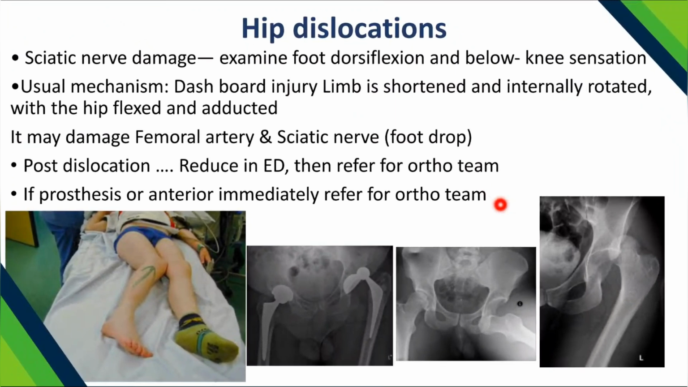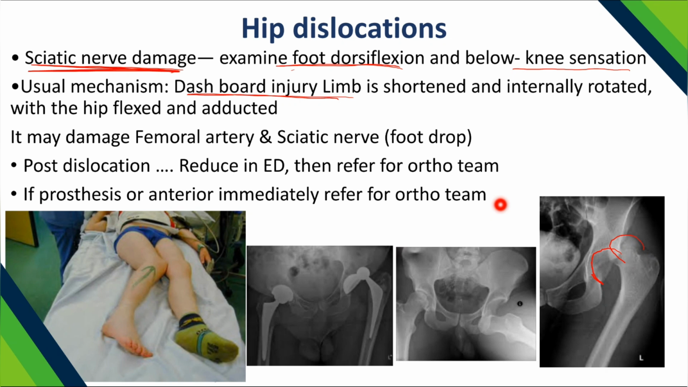Coming to the hip dislocation, when the hip dislocates from the acetabulum, usually there will be sciatic nerve damage. So sciatic nerve damage is possible. How to examine? Ask the patient to dorsiflex the foot. If they fail, it means drop foot. Also examine below-knee sensation. The usual mechanism is dashboard injury.